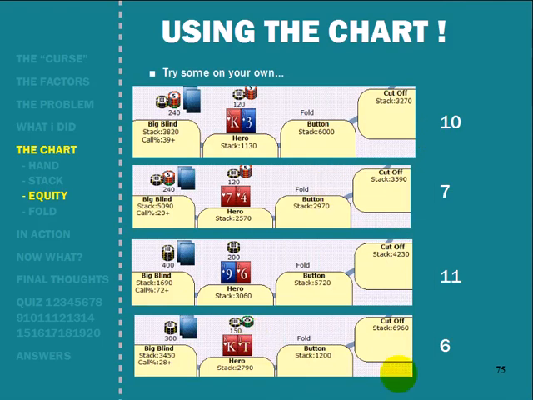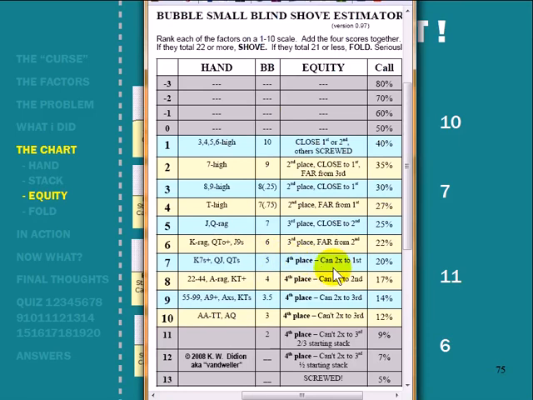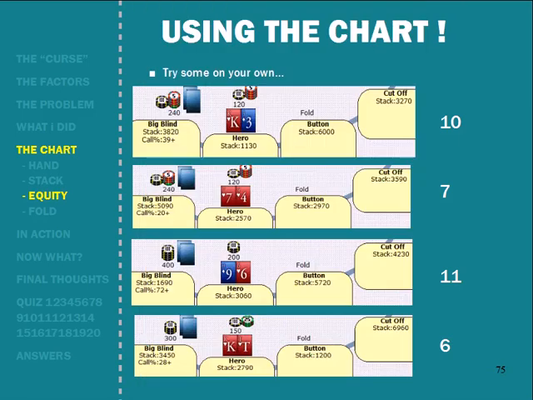The next one, you are in fourth place, and if you doubled up, you would be just in first place. So fourth place can double to first. That's a score of a 7. That one's pretty easy.